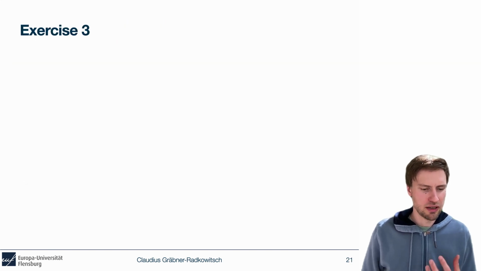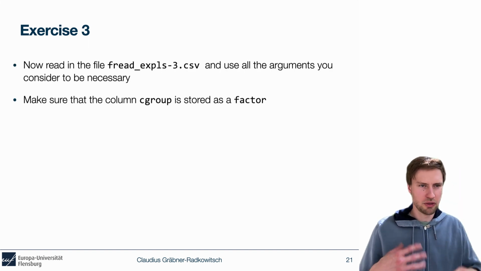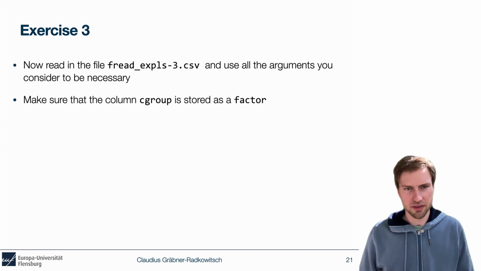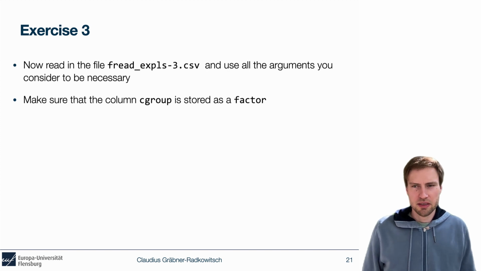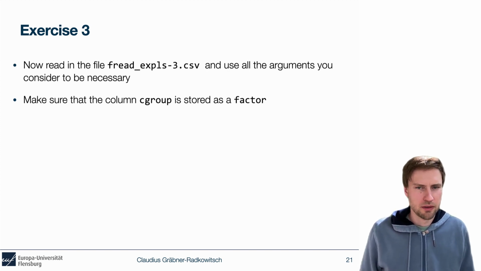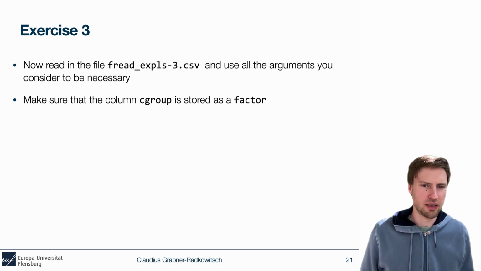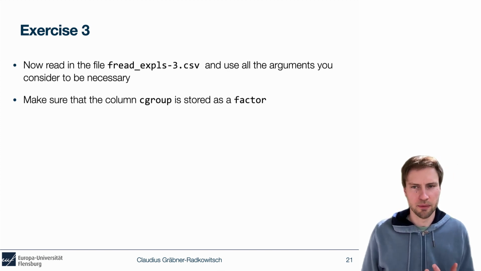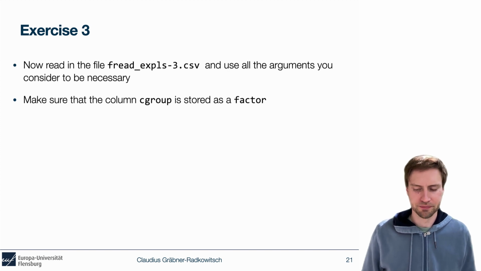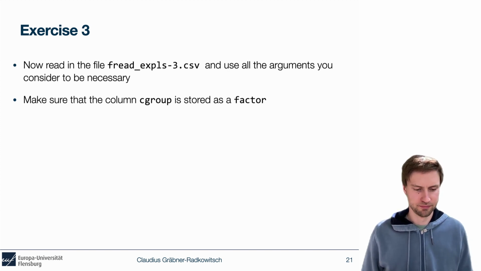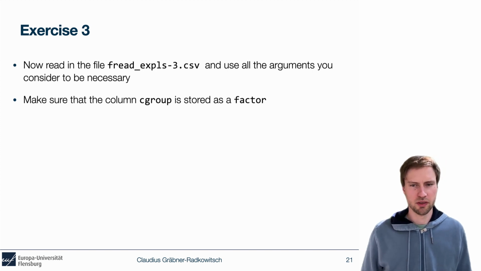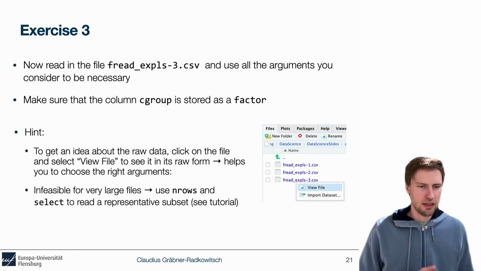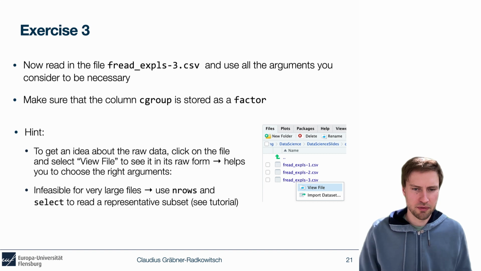And here you can do this exercise to practice how the colClasses argument can be used. So another task would be to read in the third example file that you downloaded in the very beginning. And this time you need to use all the arguments that you consider necessary in order to get a tibble in the end that you think actually captures the underlying raw data. In particular, here you should make sure that the column C group is stored as a factor. Hint, I touched upon this in the previous exercise.